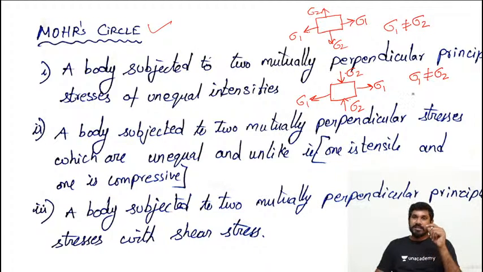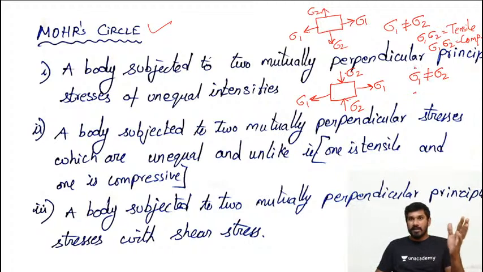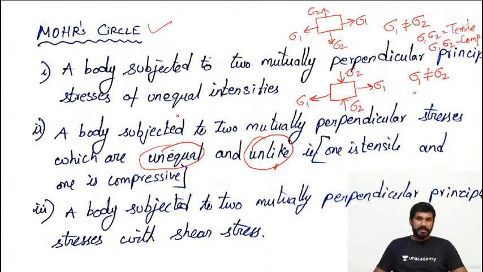And you can see here sigma 1, sigma 2 both are tensile. Similarly, here it can also be compressive. That means 1 and 2 are either both tensile or both compressive, right? But in the second condition, 1 is tensile and 2 is compressive, or else 1 may be compressive and 2 tensile. So it is unlike stresses. That is the meaning of unlike stresses. Unequal intensities means their magnitude is not equal. Okay, so this is the second condition.